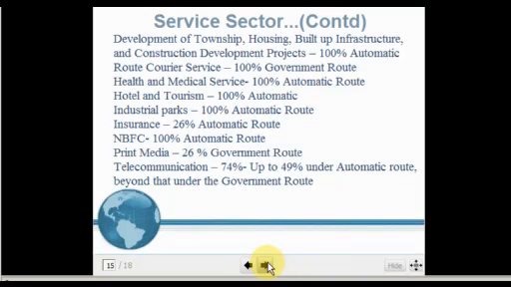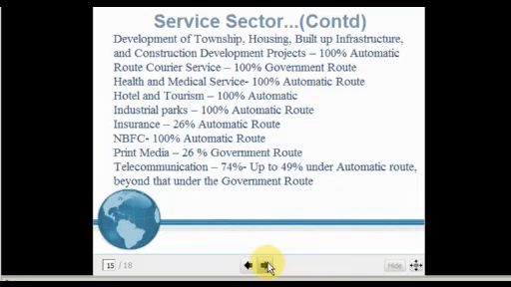Health and medical service 100% automatic route. There is a vast scope for this area. Hotel and tourism 100% automatic route. Industrial parks 100% automatic route, and insurance 26% automatic route. NBFC 100% automatic route. So it is a very big scope here. Print media 26% subject to government route.